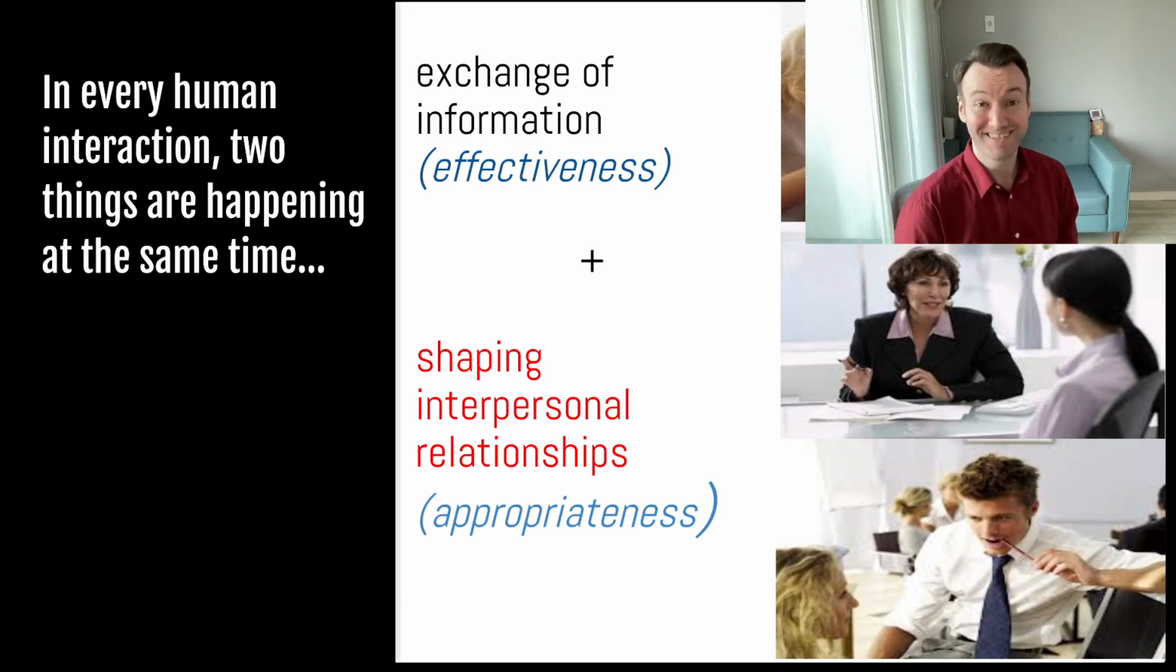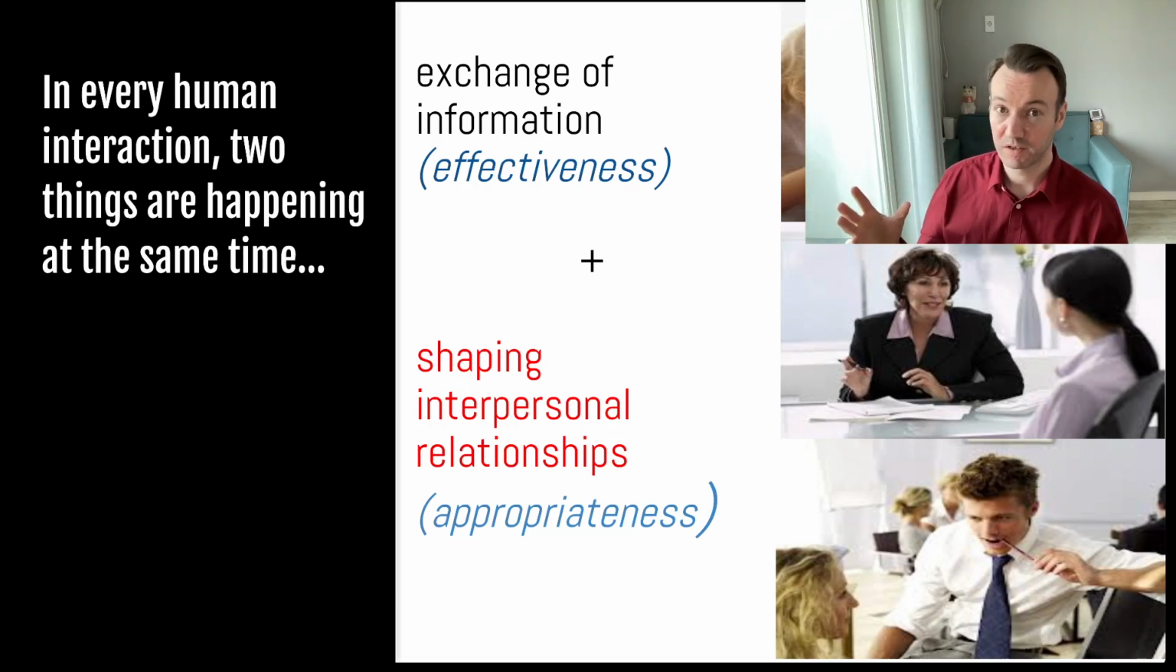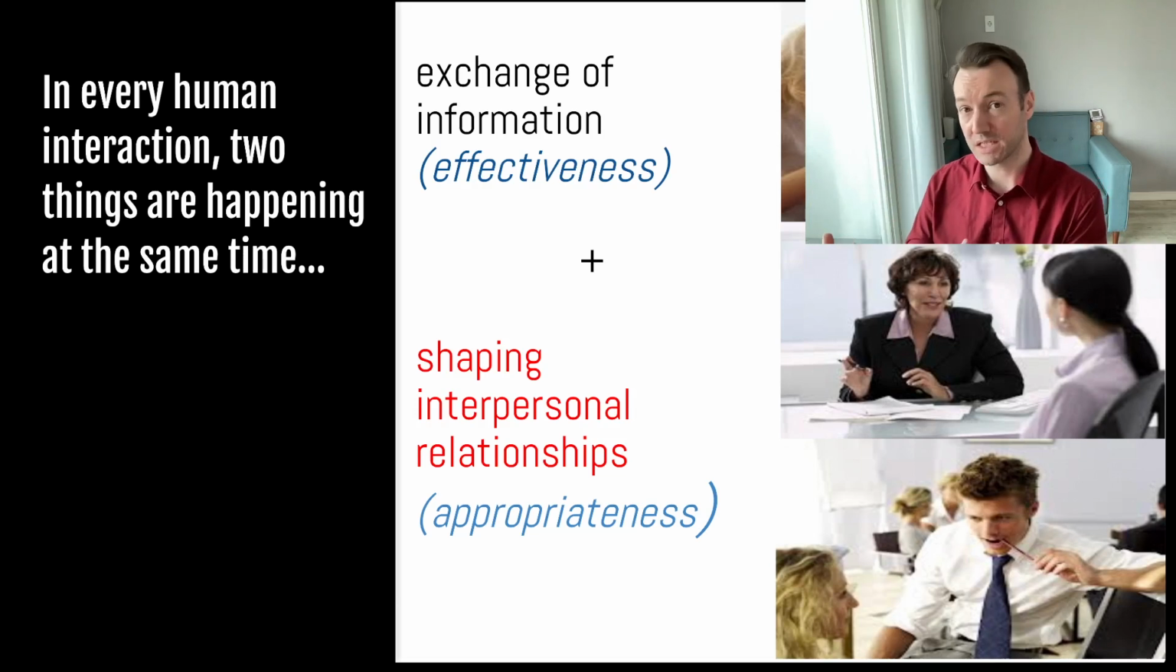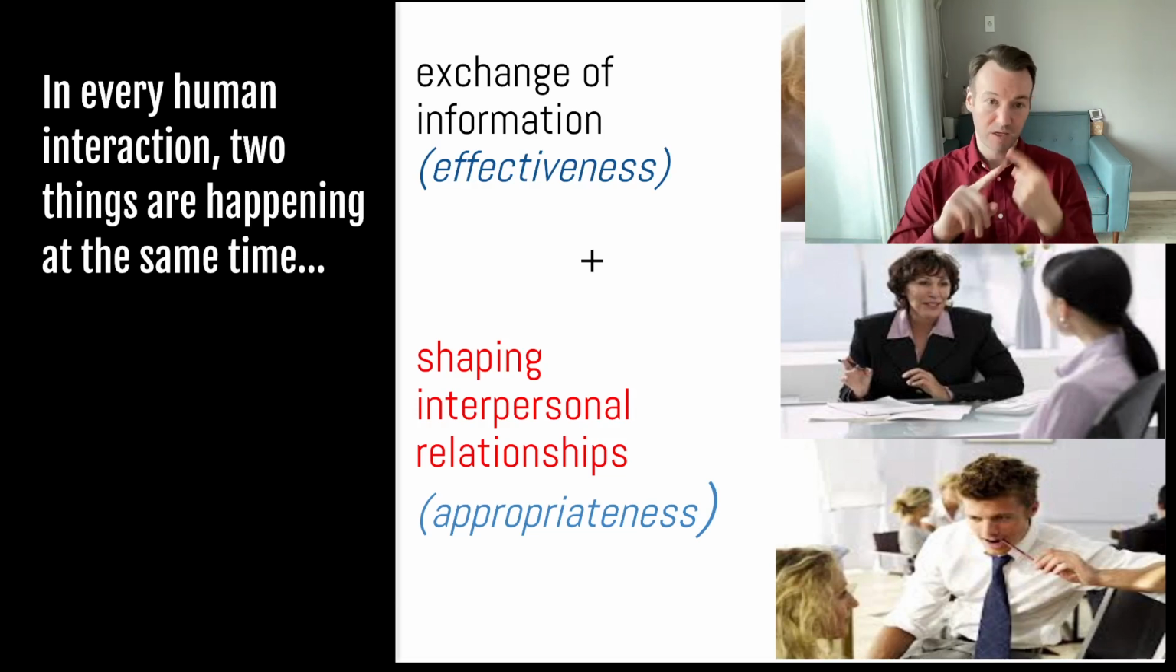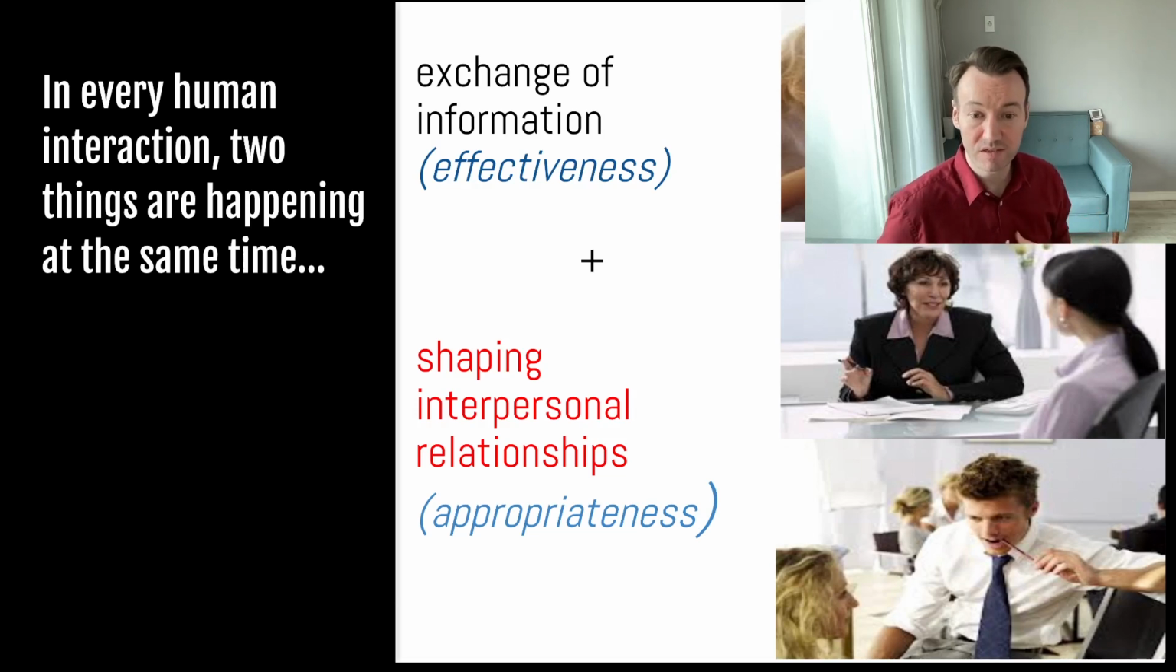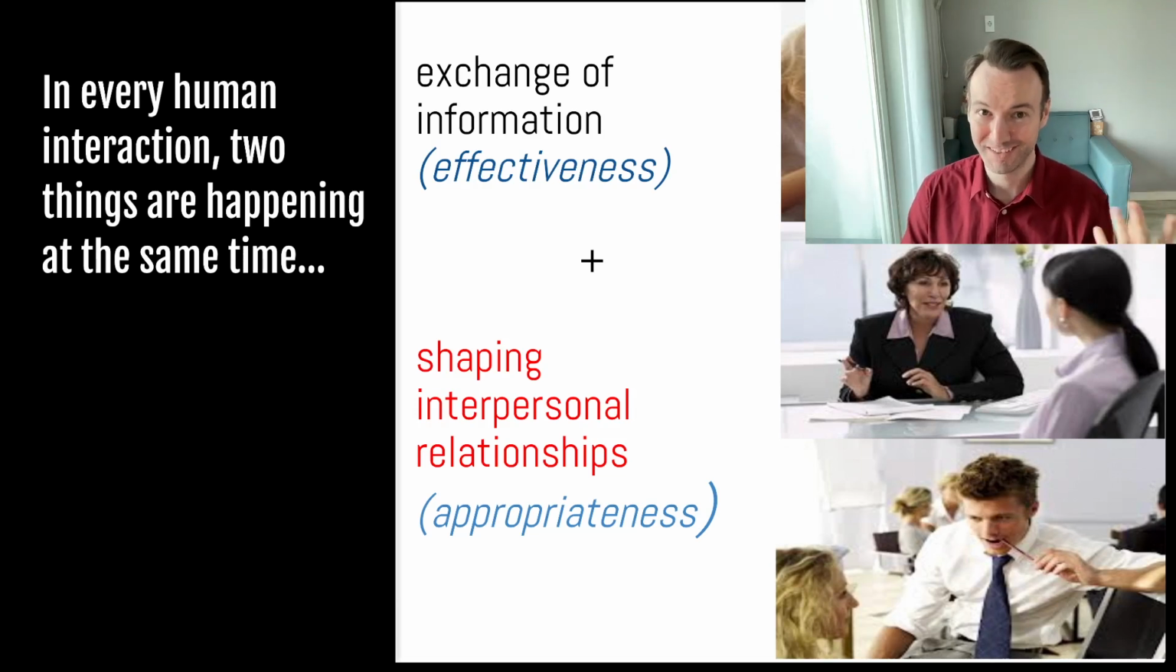Register is an example of this. Are you using the correct register for that context? Register is simply one element of this, but appropriateness is a much more general idea. How appropriate is the language and the way of communicating? So we have exchange of information, how effective is it, and appropriateness. How is it shaping the interpersonal relationship? Is it helping or hurting that relationship?